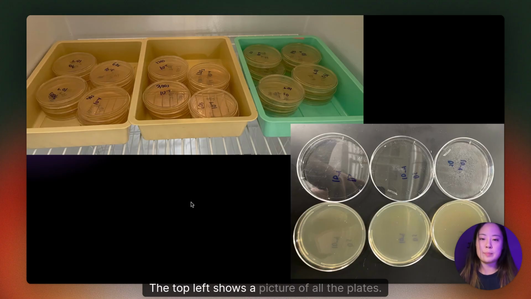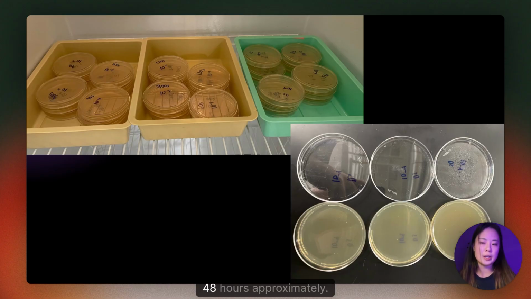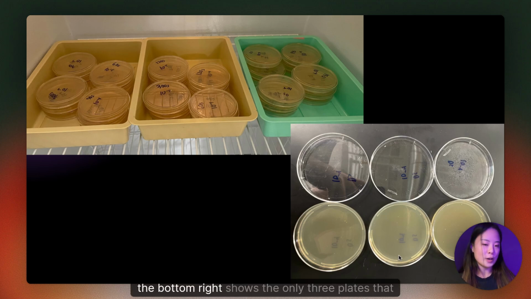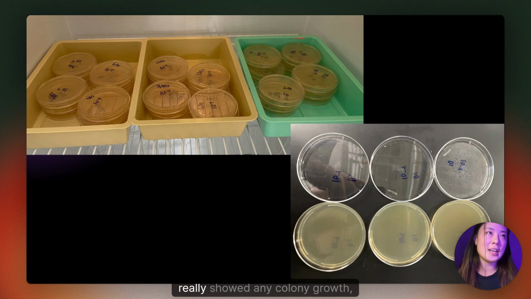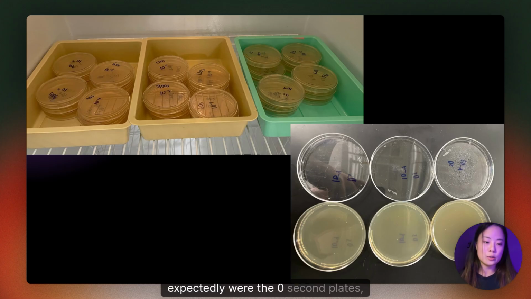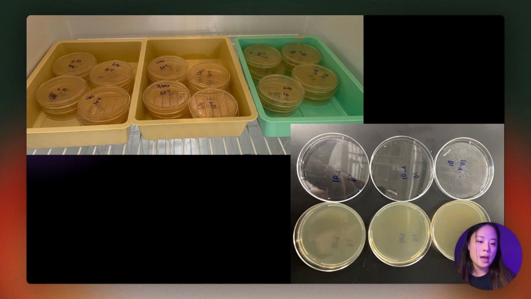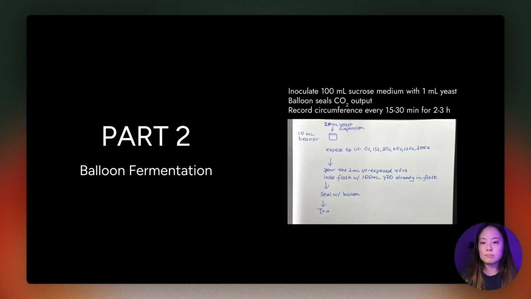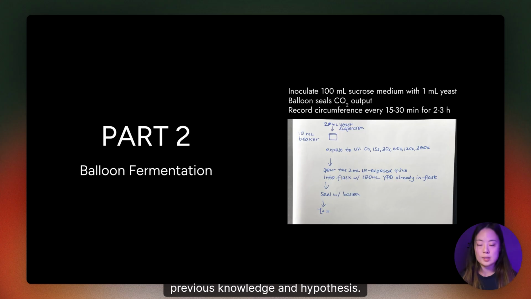The top left shows a picture of all the plates. We put them into the incubator for, I believe, approximately 48 hours. And then the bottom right shows the only 3 plates that really showed any colony growth, which expectedly were the 0-second plates, all 3 of them, which really is consistent with our previous knowledge and hypothesis.